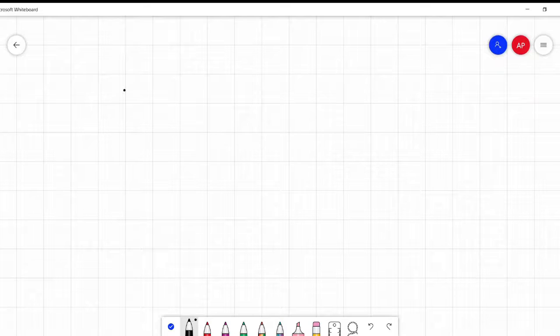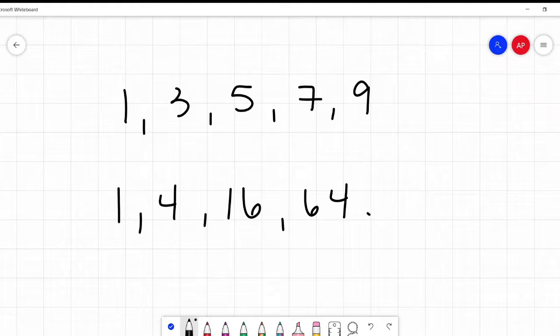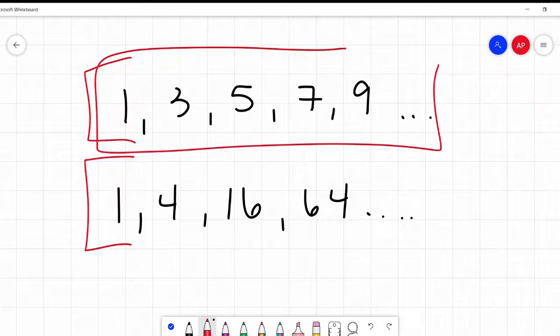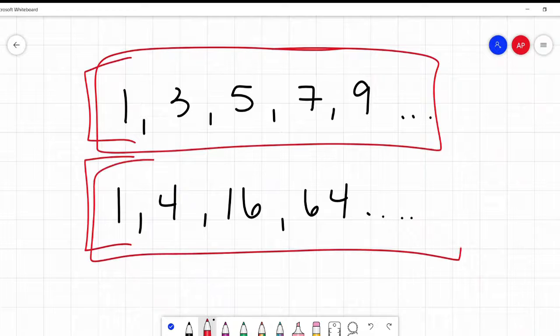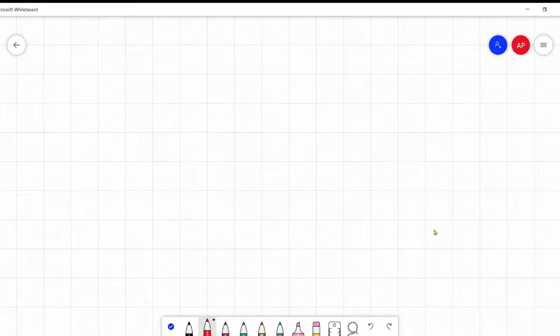An easy way of looking at it. Like this would be a sequence. This would be a sequence. And they continue. In this first one, something is being added each time. In the second one, something is being multiplied each time. If something is being added or subtracted, that is an arithmetic sequence. If something is being multiplied, it's called a geometric sequence, and that's a discussion for another video. This video is just arithmetic sequences.